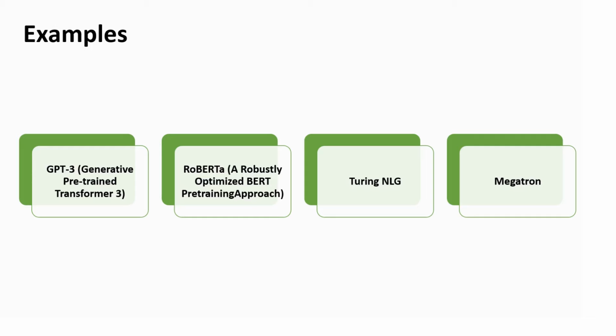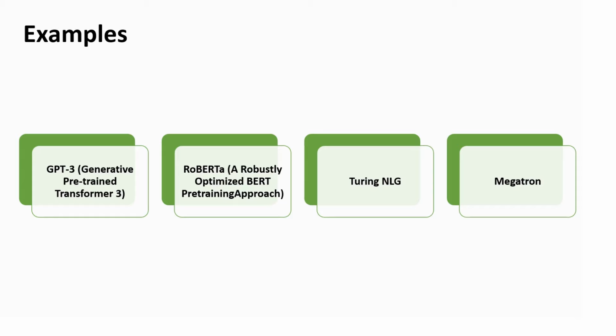Some of the examples of large language models are, one could be ChatGPT, right? With more than 175 billion parameters, GPT-3, that is Generative Pre-trained Transformer 3, is one of the biggest language models. It was created by OpenAI. It has proven capable of carrying out a variety of NLP tasks, including text production, translation, question answering, and many more.